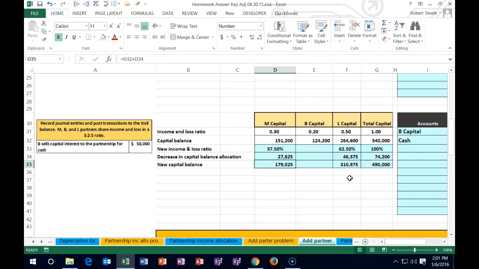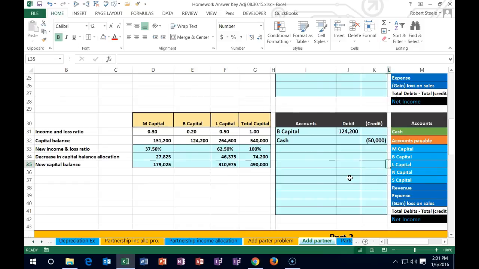So at the end of the day, what's going to happen? M's capital account is going to go up to 179.25, B's going to 0, and L is going to go up to 310.975 for a total capital account balance of 490. That's the book value of the company, theoretically.